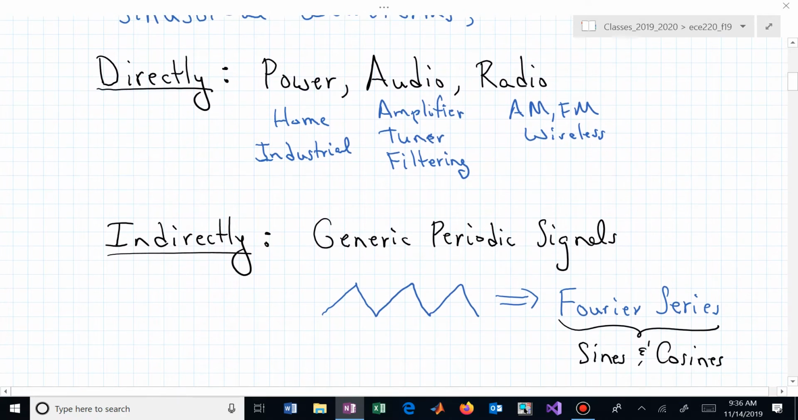Indirectly, we can model any generic periodic waveform by a combination of sines and cosines. And now if we know how to analyze systems with sines and cosines, we know how they will respond with a collection of those, which means, oh, now we can analyze these systems that are excited or forced with more general periodic waveforms. Here I've drawn some, I don't know, triangle wave shape, but you could now model that as a collection of sines and cosines.